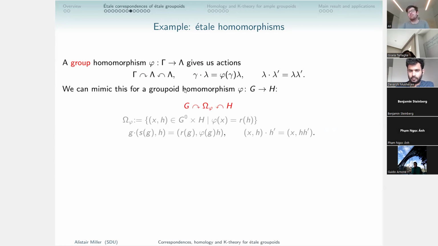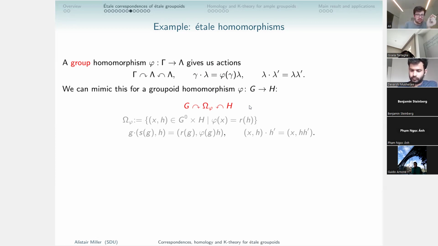We tried to do this for groupoid homomorphisms. Turns out we can modify things very slightly and construct this bispace, which I don't want you to think about the details for, particularly. I don't think that's important. The point is just that we can do it.